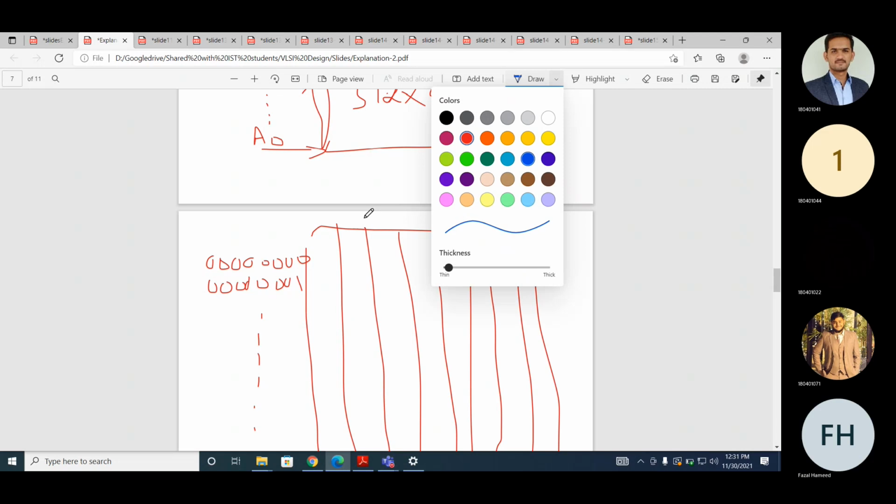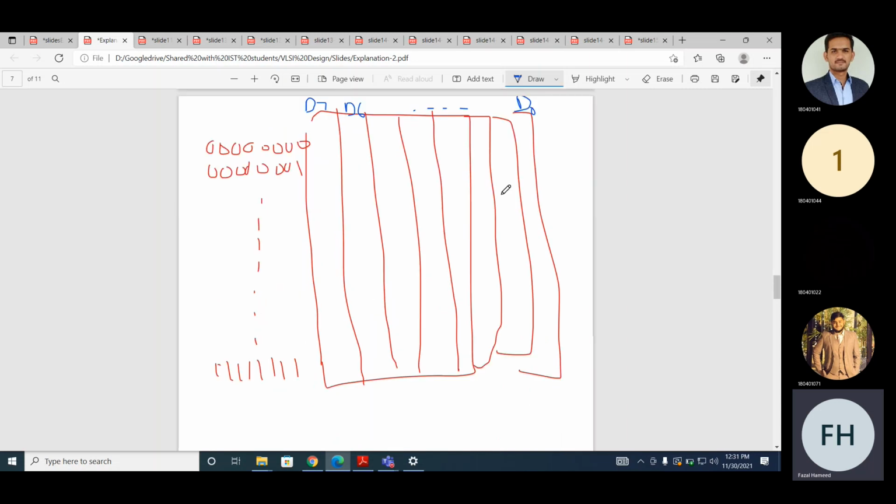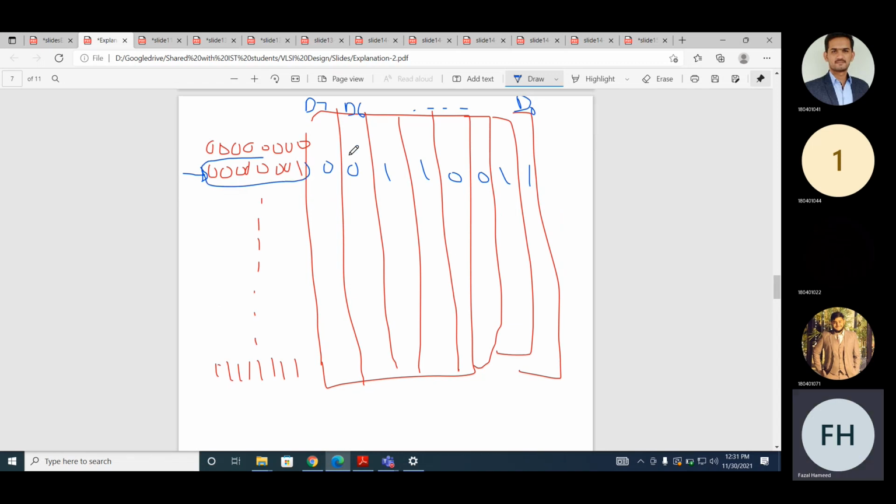So actually, the first column will be storing D7, D6, up to D0. Now let's assume that if the input is this, which location will be accessed? This location will be accessed, and let's assume that the value stored is 0, 0, 1, 1, 0, 0, 1, 1. So what will be the output? 0, 0, 1, 1, 0, 0, 1, 1.